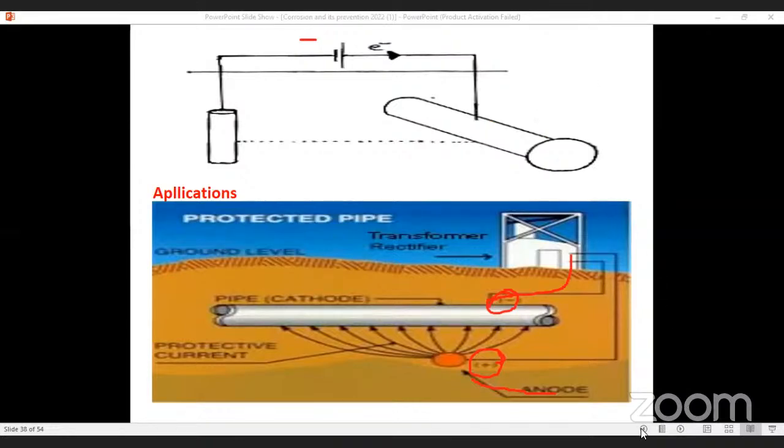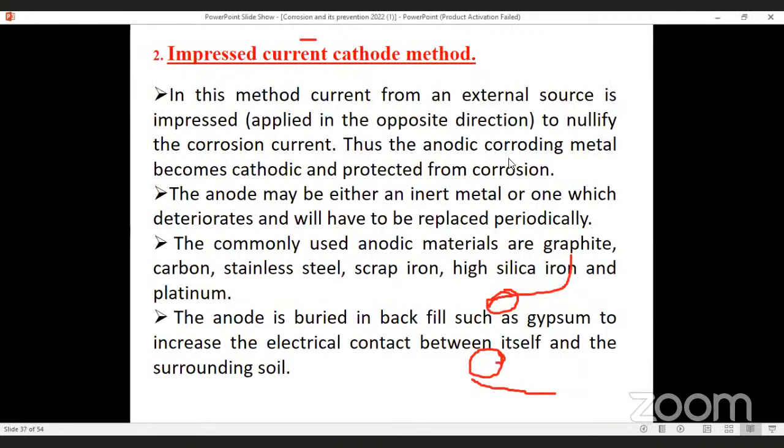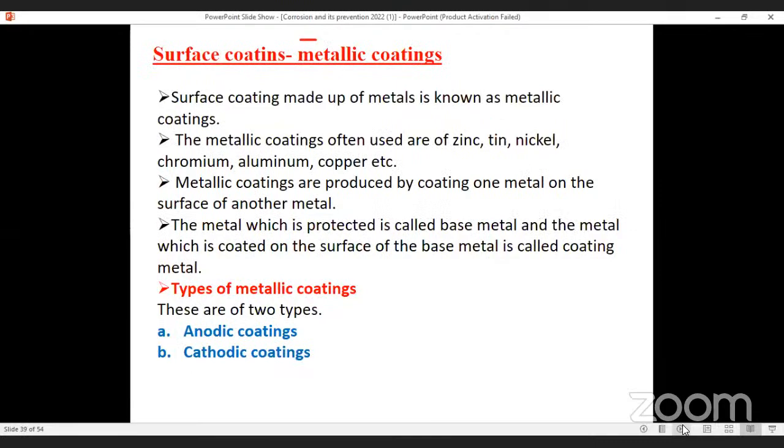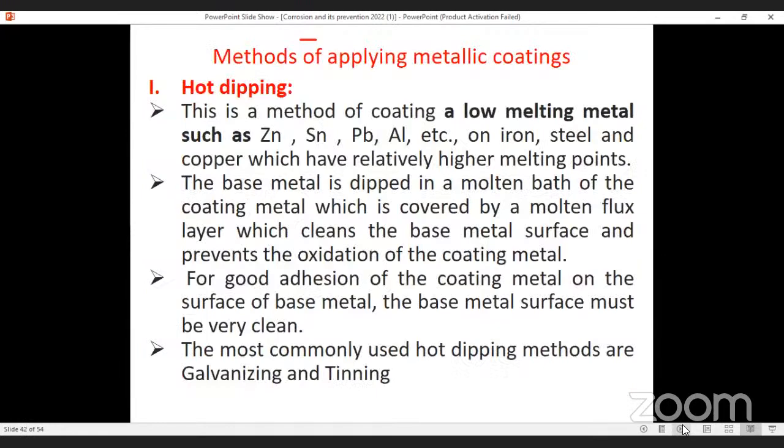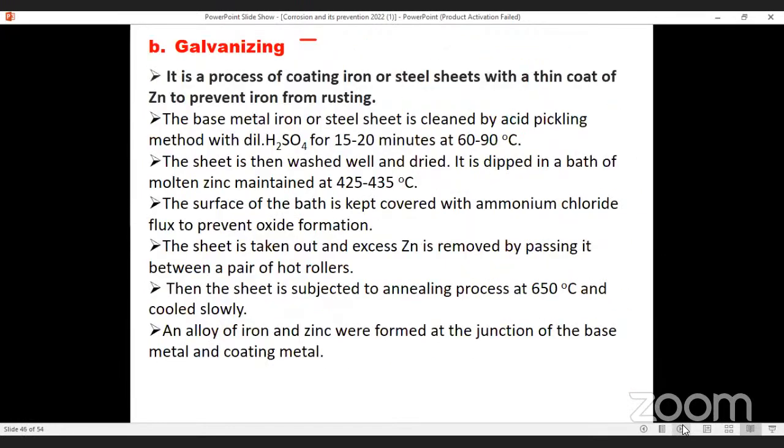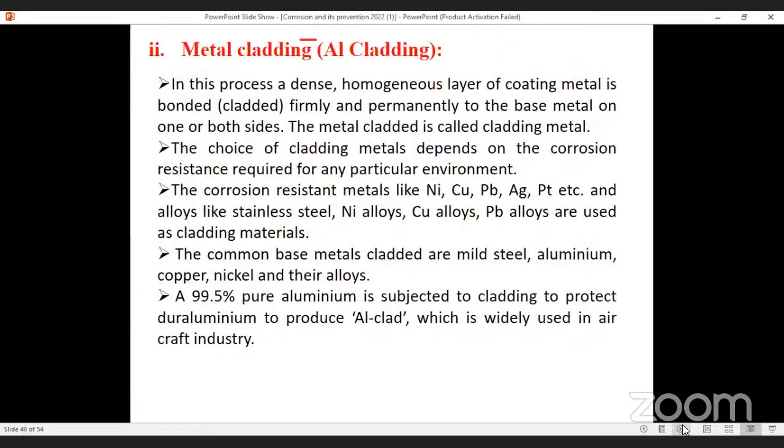So this is the matter for this process, right? Just simply read this one, right? Cathodic protection will be there. Even surface coatings are there, but these are not in the syllabus, right? So I think the last topic will be there.